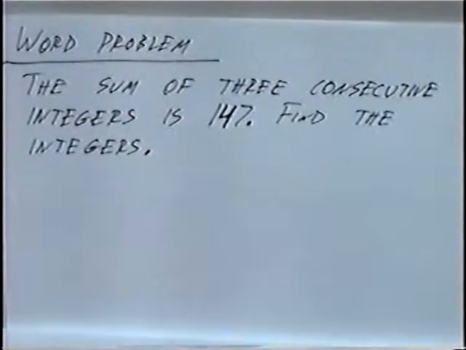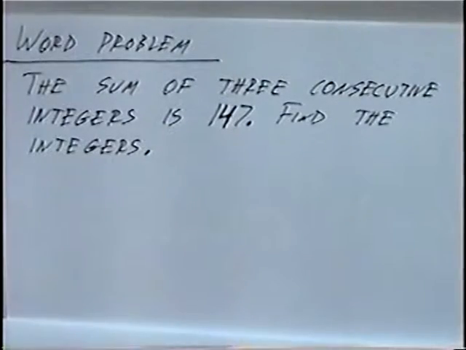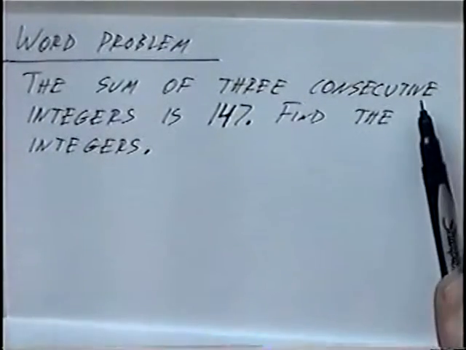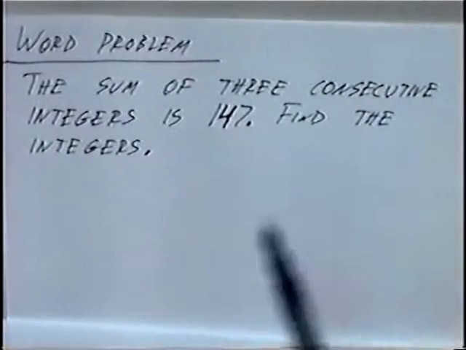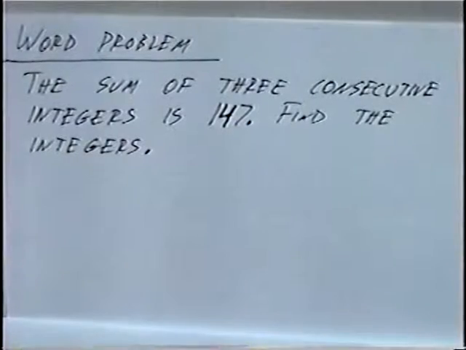The sum of three consecutive integers is 147. Find the integers. In this problem, we're going to have the sum of three numbers, so adding three numbers together. Those numbers are consecutive integers. Consecutive meaning they're right next to each other, and integers meaning they're whole numbers, positive or negative, but they cannot be decimals or fractions.